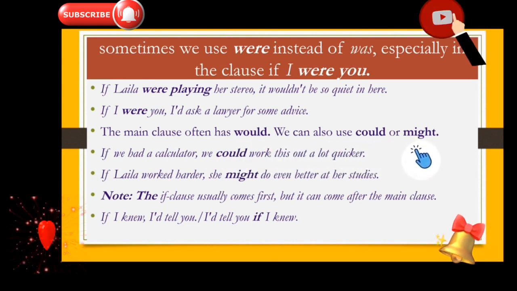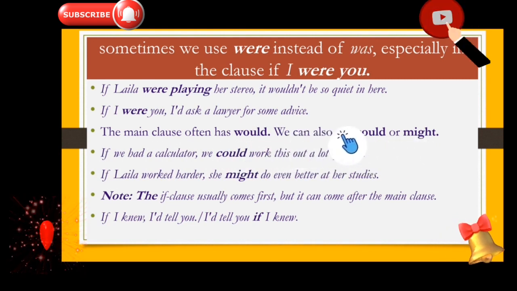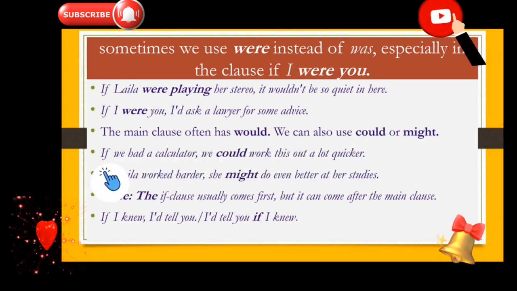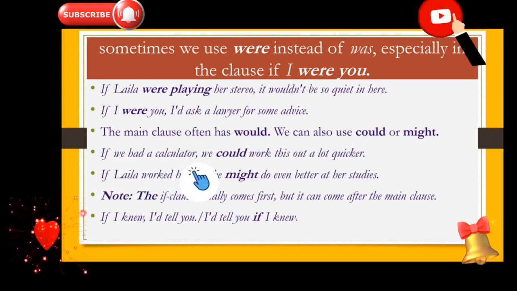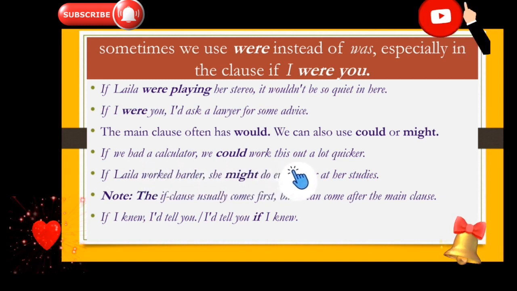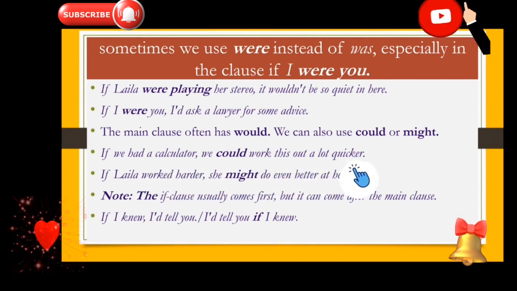Now the third example: the main clause often has would, but we can also use could or might. In the result clause, or the main clause, we can use could or might too. If we had a calculator, we could work this out a lot quicker.